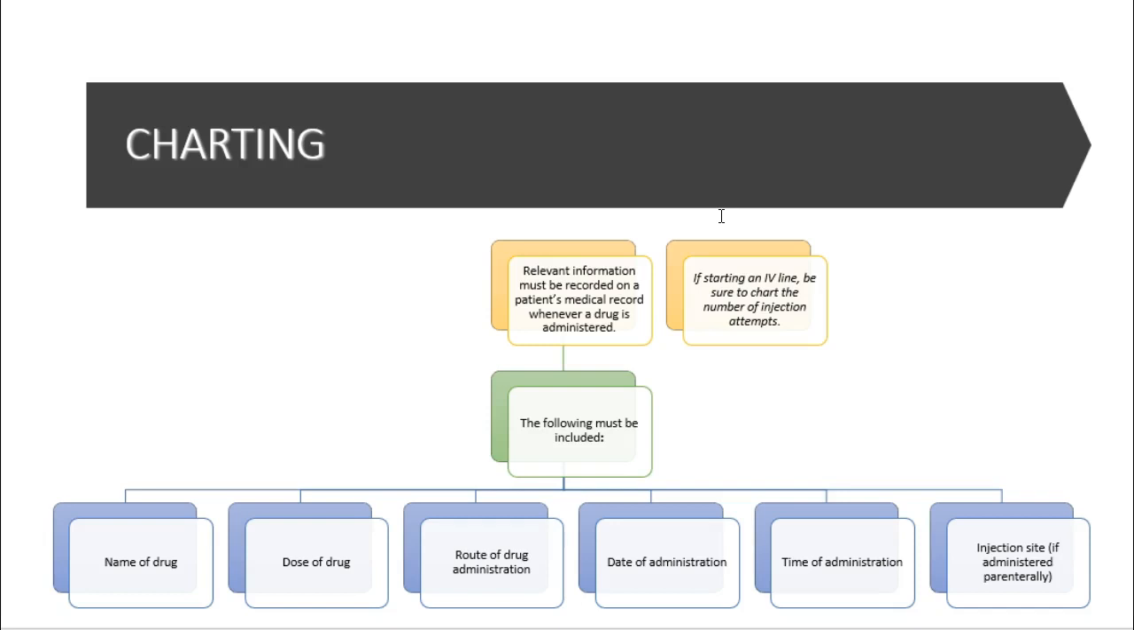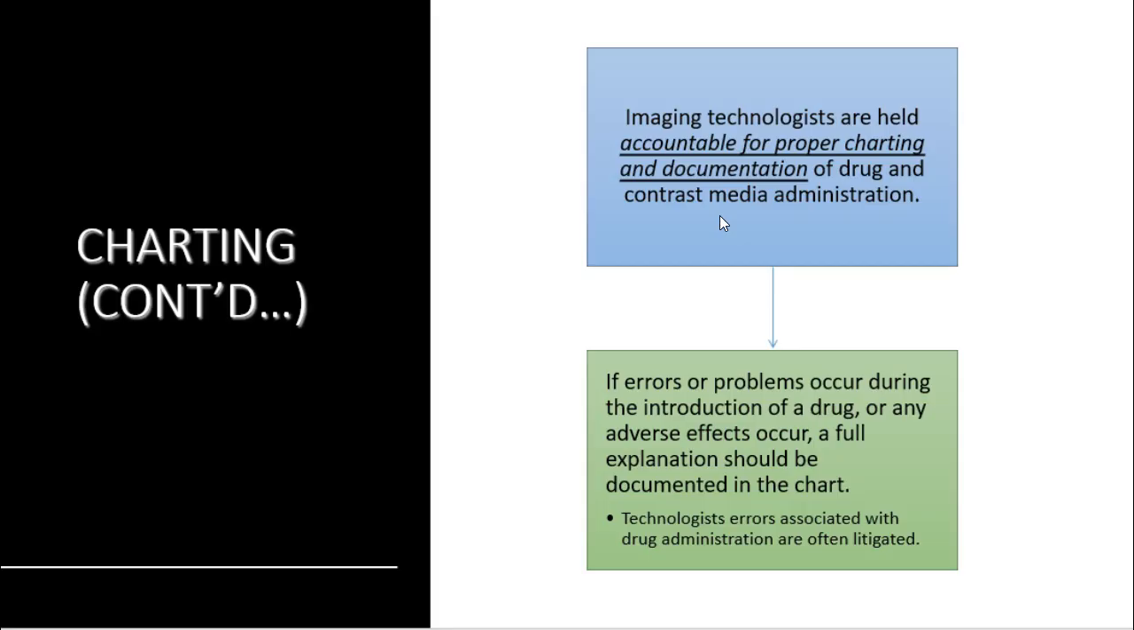You need to put the name of the drug, the dose of the drug, the route of administration, the date of administration, the time of administration, and the injection site, so that they are aware of what you did. So you've got to put that in the patient's chart.